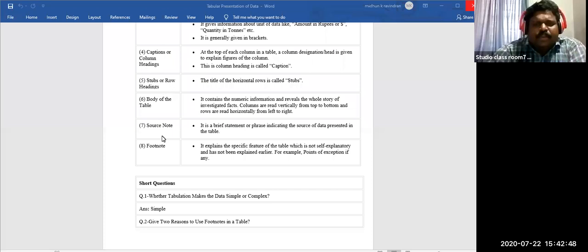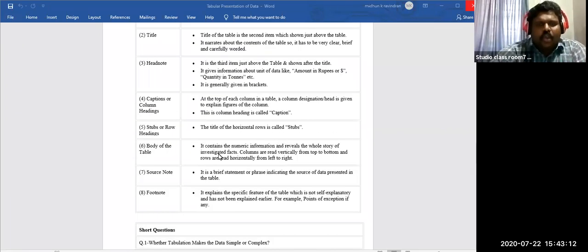So points of exception, if any exceptions are there. For example, we know the number of people who are working in a village, but we do not know how many people are unemployed there, or why they are not getting jobs. That kind of data is unavailable. Such information we are able to mention in the footnote.